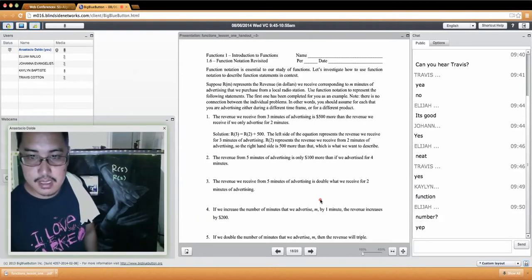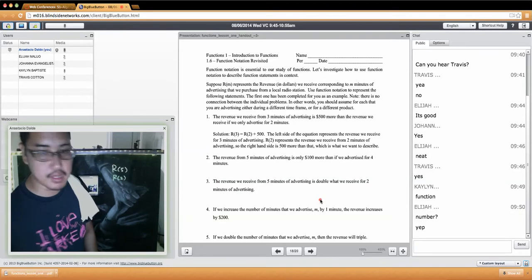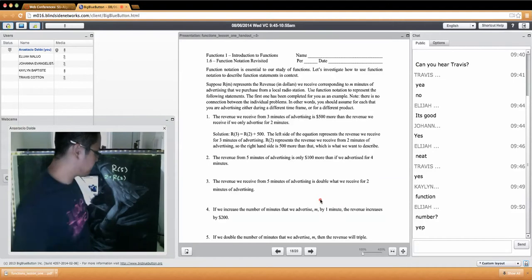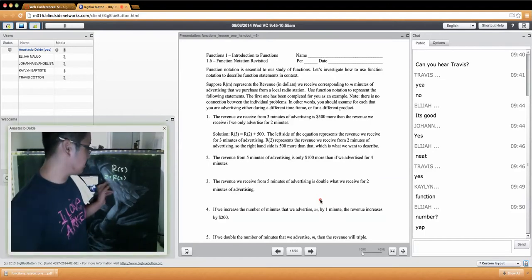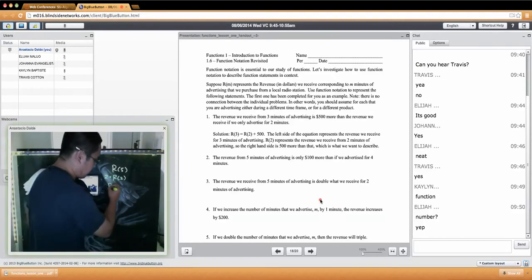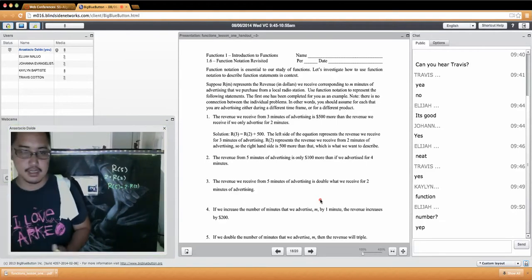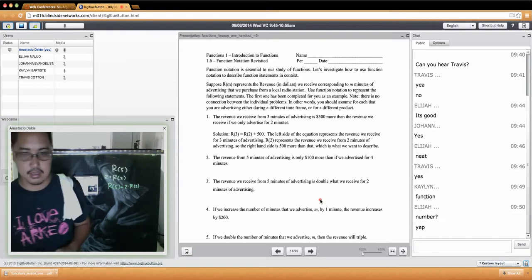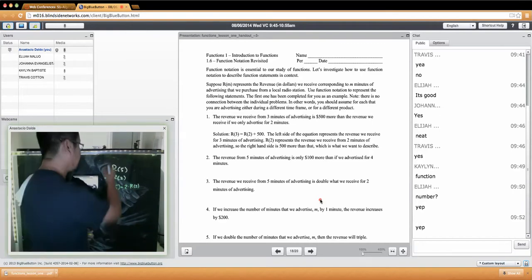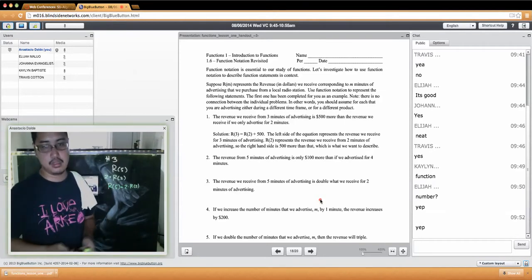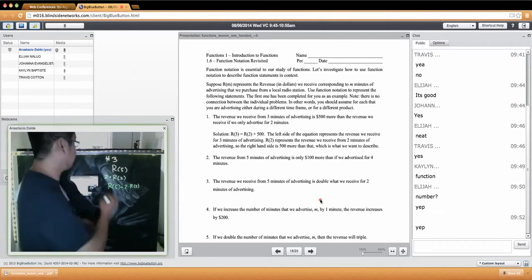The revenue from advertising 5 minutes is double what we receive from 2 minutes. So if I multiply this one by 2, then those are equal. So I think the solution would be R5 equals 2 times R2. Does that make sense? Do you guys see how that works? This is for number 3. This is 1.6.